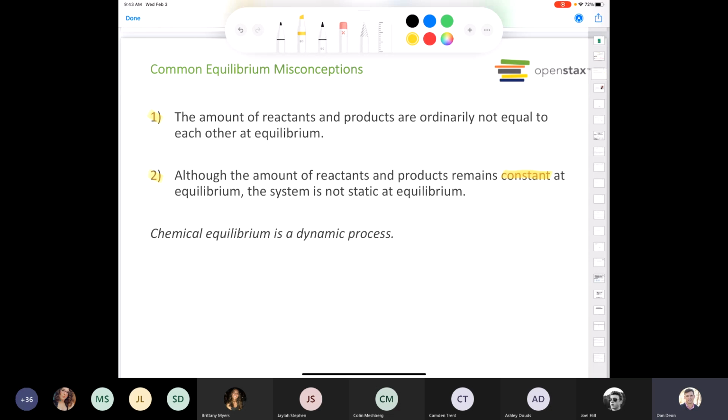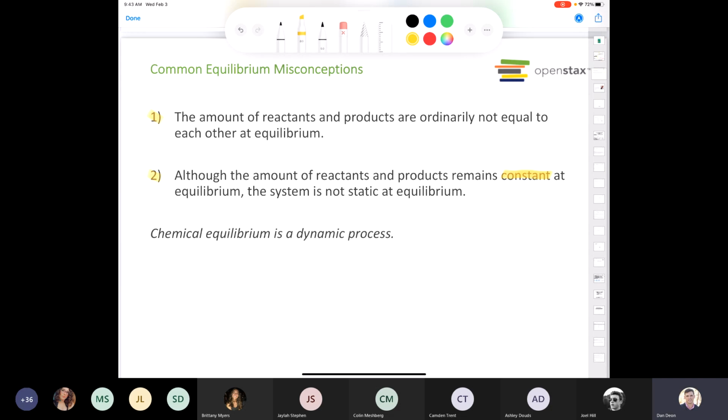Give me a thumbs up when you follow me on that idea. Just because the rate of the forward reaction is equal to the rate of the reverse reaction doesn't mean that the concentrations are the same. It just means the concentrations are constant. Okay, thanks, Mackenzie. I appreciate that.